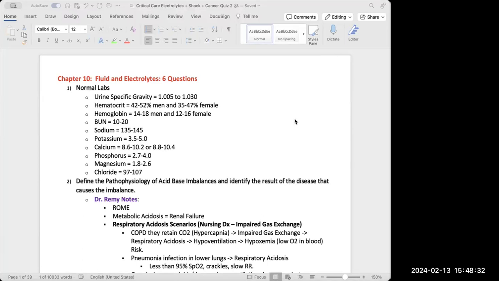For calcium, I saw 8.8 to 10.4 in one of their charts, but I also saw 8.6 to 10.2 while doing CoursePoint questions. So I put both of them there, but anytime I've seen them ask a question about calcium, it would always be like 7 or 12, where you know it's either lower or higher than that value. Phosphorus, I have 2.7 to 4. For magnesium, I have 1.8 to 2.6. And for chloride, I have 97 to 107. Those are the lab values from the textbook.